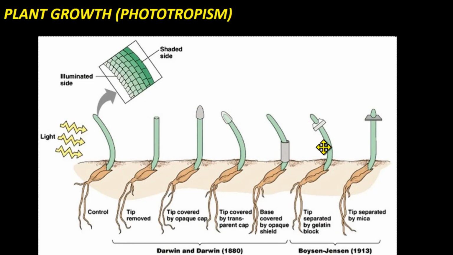If the tip is separated by a gelatin block, the hormone auxin can still diffuse through the gelatin block and still interact with the tip. Now if it's separated by mica, which is a type of silicate, it is impermeable, unlike the gelatin block. The auxin cannot diffuse through this. This is why this stem will not bend, it will keep going straight up.